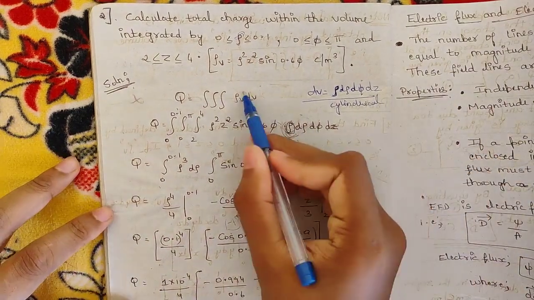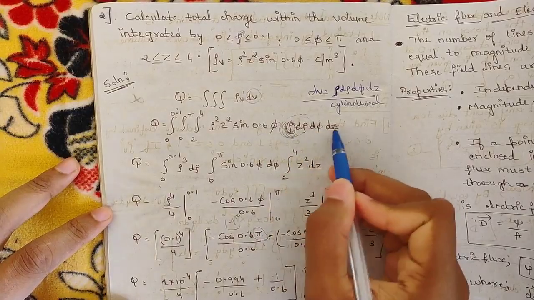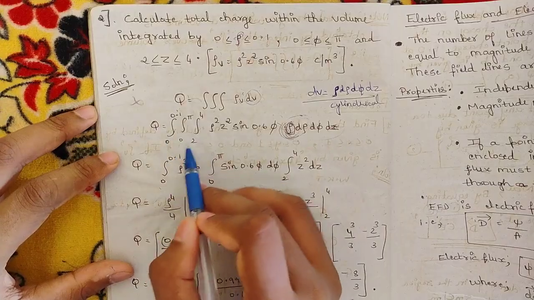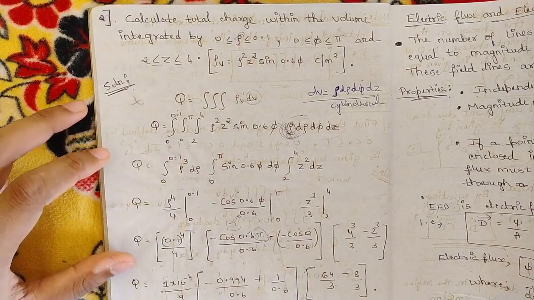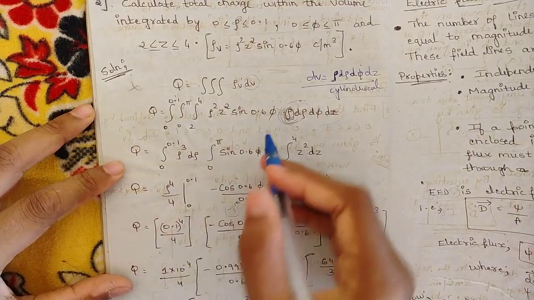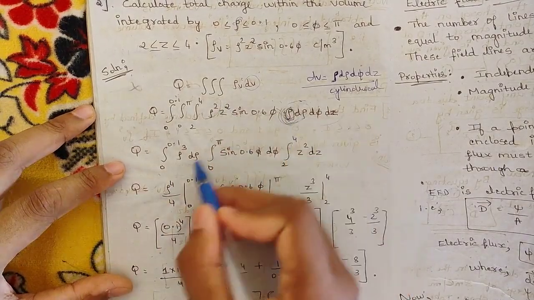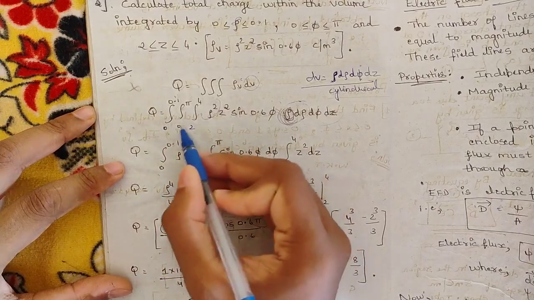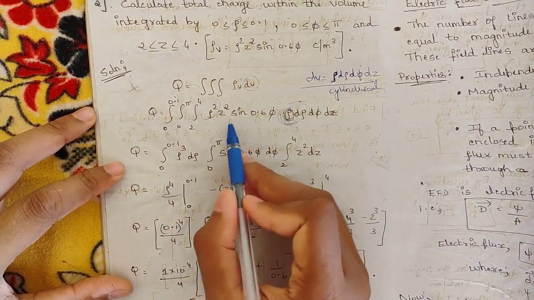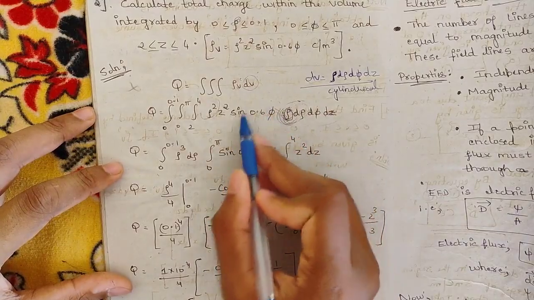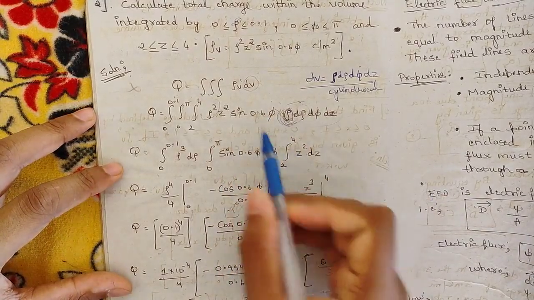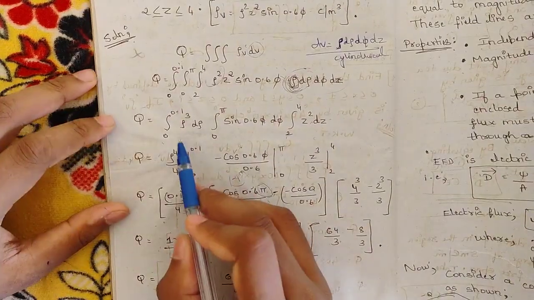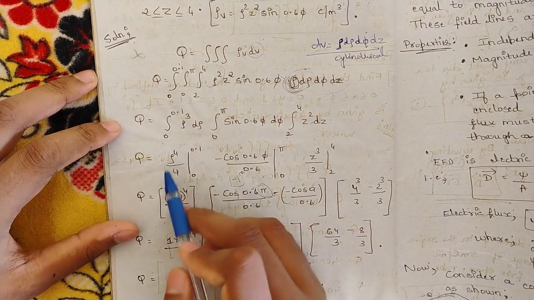So I have substituted that here, rho d rho d phi dz, where the limits for rho, phi and z are 0 to 0.1, 0 to pi, and 2 to 4. First, rho square into rho is rho cube d rho with limits 0 to 0.1, into sine 0.6 phi d phi from 0 to pi, and for z it is z square dz from 2 to 4.